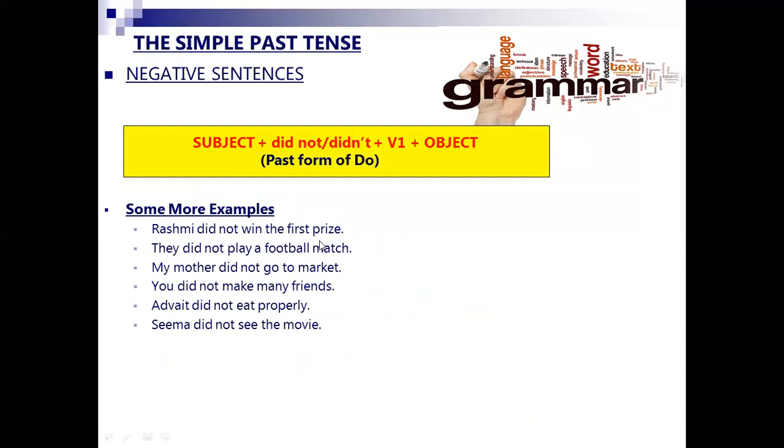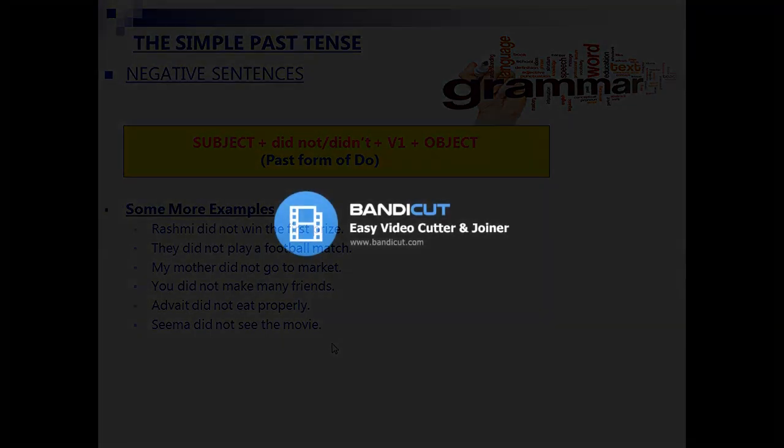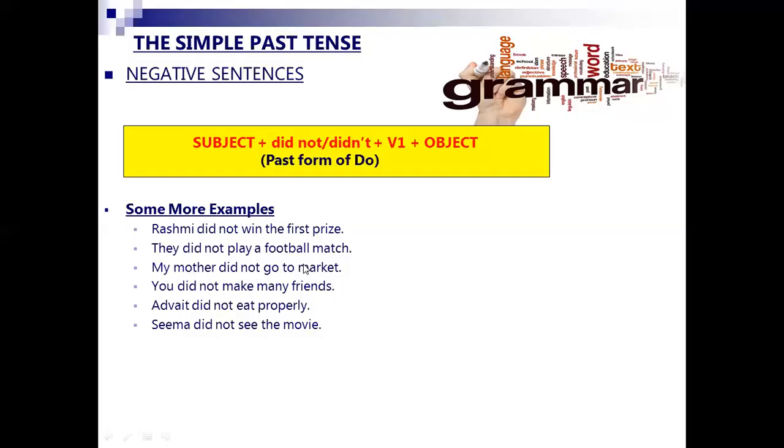Rashmi did not win the first prize. They did not play a football match. My mother did not go to market. You did not make many friends. Advait did not eat properly. Seema did not see the movie. Let's move to the next slide.